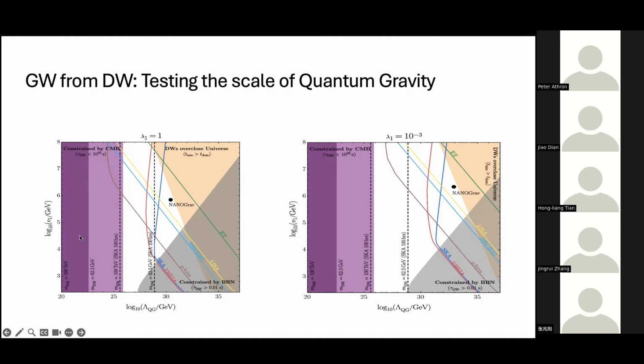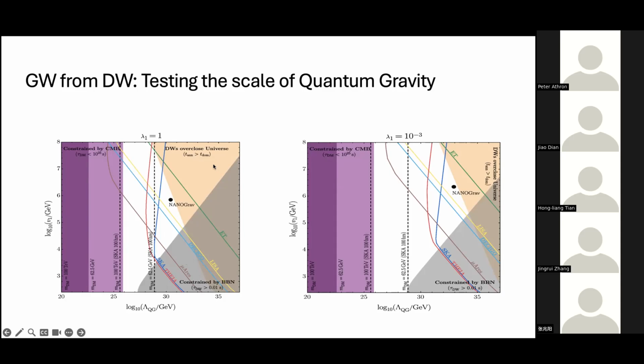For different dark matter masses, we have different shades of purple and these regions are actually ruled out from CMB. On top of that, we also have a black dashed line, which shows the sensitivity curve of SKA for different dark matter masses. And then we have this white regime, which is basically the allowed parameter space. Here, the colored solid lines correspond to the sensitivity curves of different gravitational wave detectors. This black dot corresponds to the benchmark point that I showed in the previous plot that can explain the NANOGrav result.